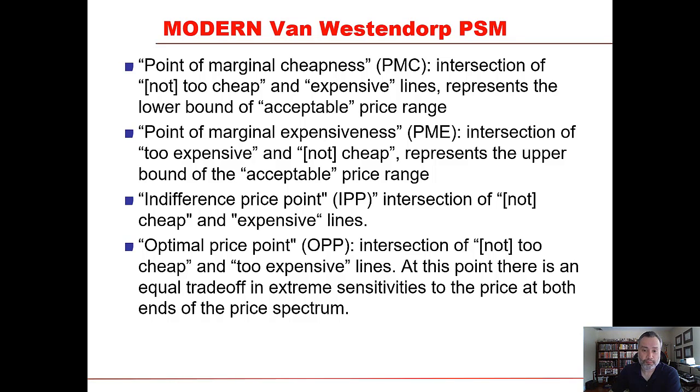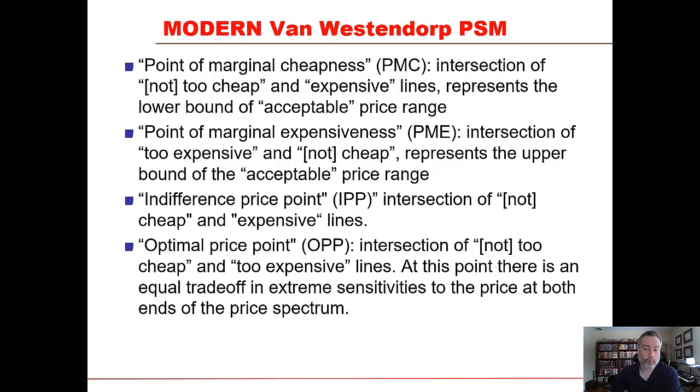The indifference price point is the intersection of the not cheap and expensive lines. It would be the second base in the baseball chart. And we don't really use it for anything, to be honest with you. I've heard it interpreted as the point that represents what people expect to pay, so that they wouldn't really notice, because of course, that's what you would pay.